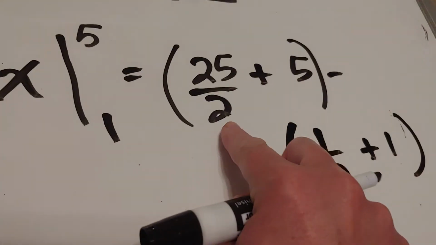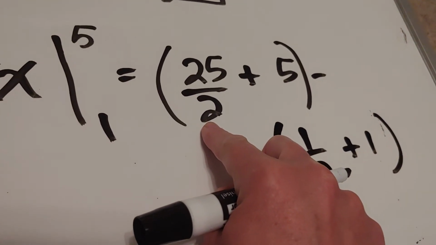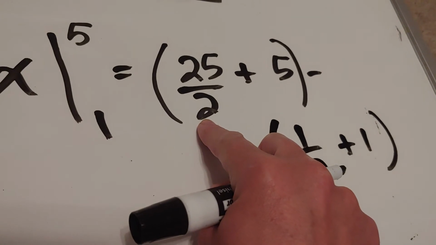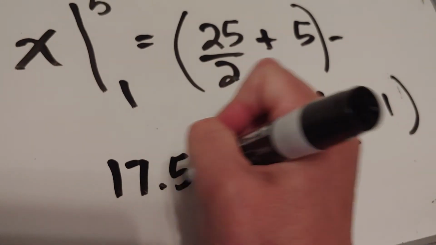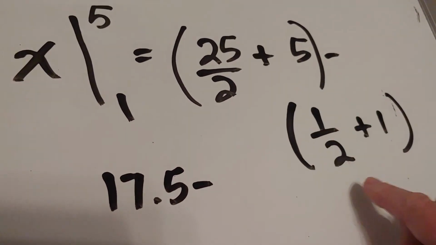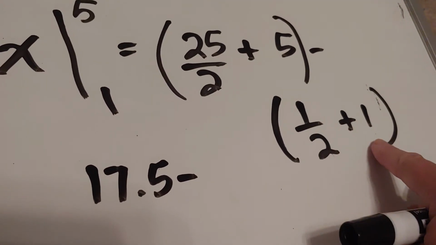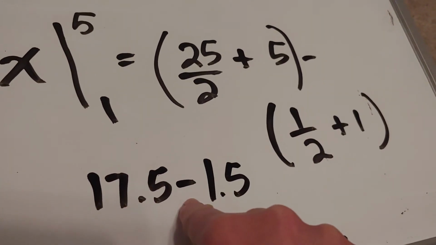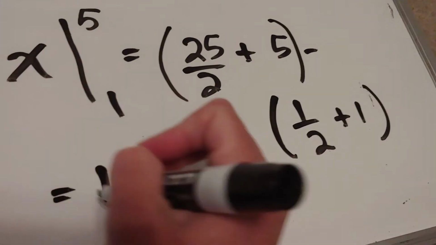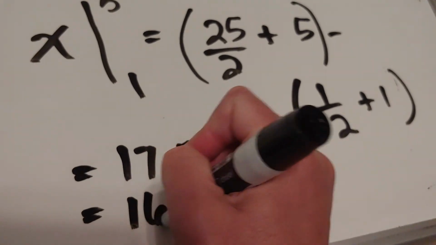Okay. So 25 halves is the same thing as 12.5. So I'd have 17.5. Hopefully my math is correct. And then down here I'd get 1.5. So 17.5 minus 1.5 is the final answer of 16.